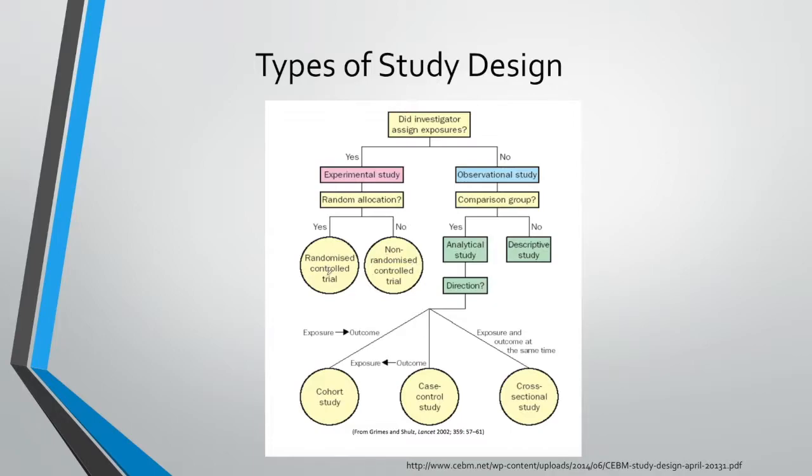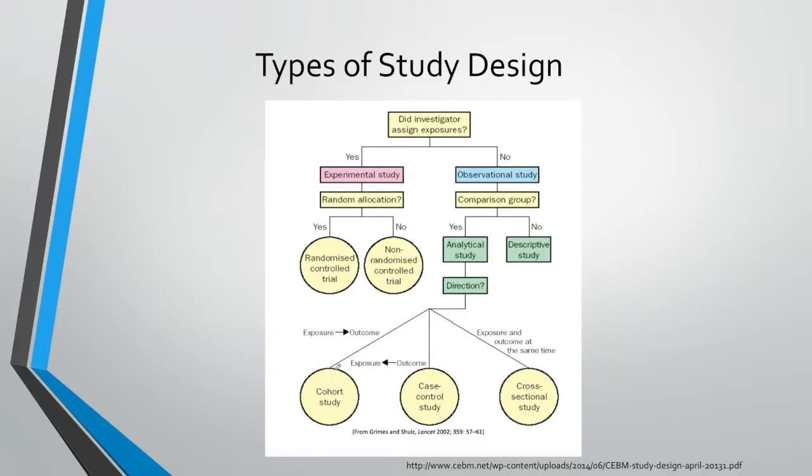Of course, randomized trials can be further divided into different types, such as crossover studies, etc., but we won't go into that. If the investigators did not assign the exposure, that makes it an observational study. And in that case, the next question for us to ask is whether there was a comparison group or not. If there was a comparison group, it makes it an analytical study, because it means we were trying to establish the relationship between two factors. If there was no comparison group, that makes it a descriptive study, and examples of these include qualitative studies and surveys. Analytical studies, on the other hand, include cohort studies, case control studies, and cross-sectional studies.